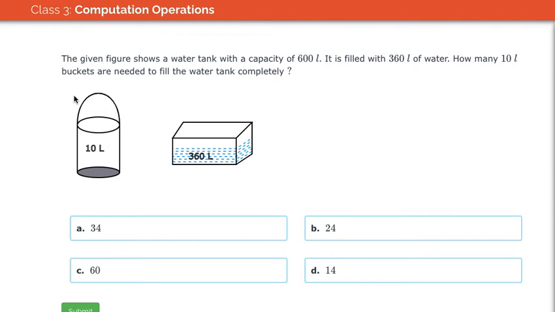Great answer. The given figure shows a water tank with a capacity of 600 liters. It is filled with 360 liters of water. How many 10-liter buckets are needed to fill the water tank completely? So we need how many liters to fill the water tank completely? Let's see.